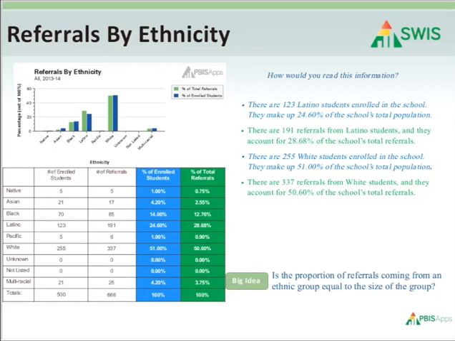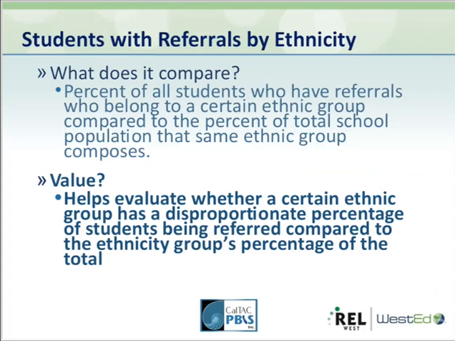Okay. So we're looking at the second data point, and that would be the students with referrals by ethnicity. So now we're really talking about how we're going to compare the proportion of students within a racial ethnic group to the proportion of students from the same racial ethnic group who have discipline referrals. So now we're looking at just the piece of the referral pie only, not of the total school.